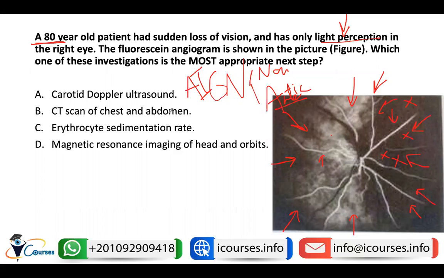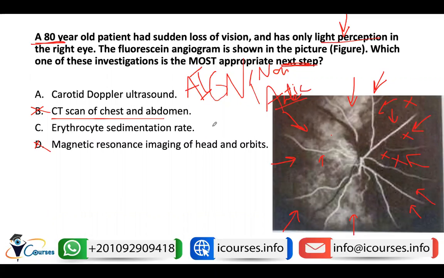So now we have different options. We don't need CT chest and abdomen. This will not be useful for either of them. Magnetic resonance of the head and the orbit will also not be useful for either. So what will be the next step? Not the diagnostic step, but the next step.